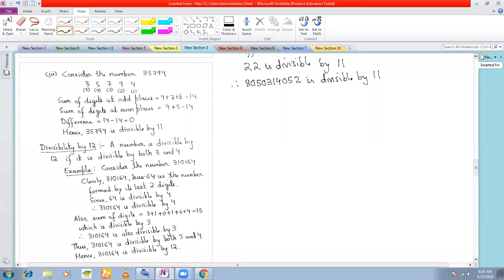I've taken another example here. Just go through this example. 35794. This is a smaller number. Okay. Go through this. This number is also divisible by 11.